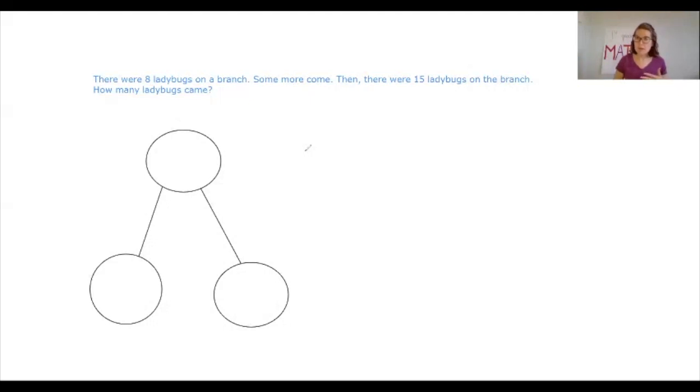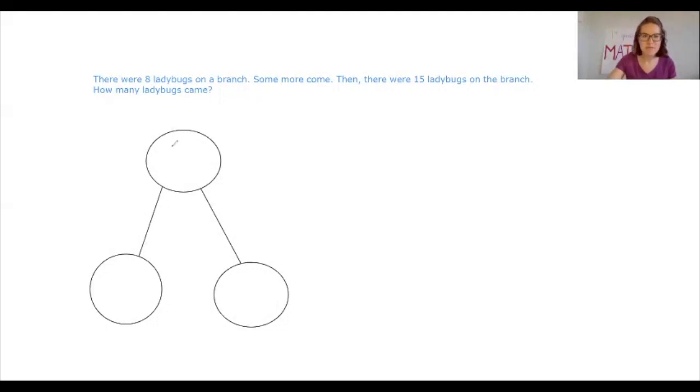Sometimes when I read a problem, it helps me if I close my eyes and imagine what it looks like. So this time I want you to close your eyes and I'm going to read it to you. There were 8 ladybugs on a branch. Okay, imagine the 8 ladybugs sitting on a branch. Some more come over. I don't know how many. Now there are 15 ladybugs on the branch. So how many came to visit? Okay, open your eyes. How many ladybugs do we have on the branch all together in total?